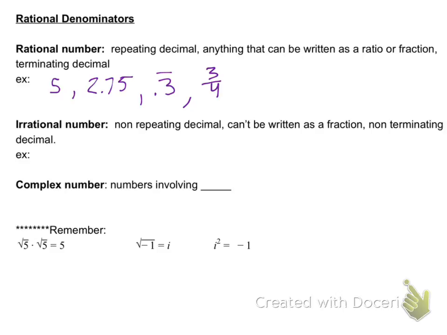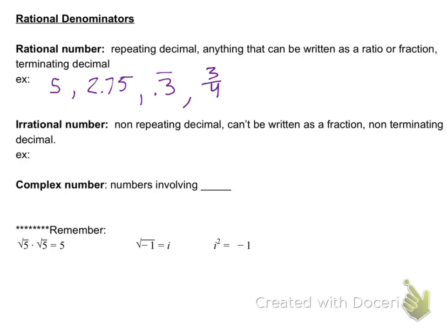We generally don't like any of these things in denominators, except for the first one, 5, which we consider an integer or whole number. Irrational numbers are non-repeating decimals, basically the opposite. They can't be written as a fraction, aka non-terminating. So if it's not repeating and doesn't stop, it's irrational.